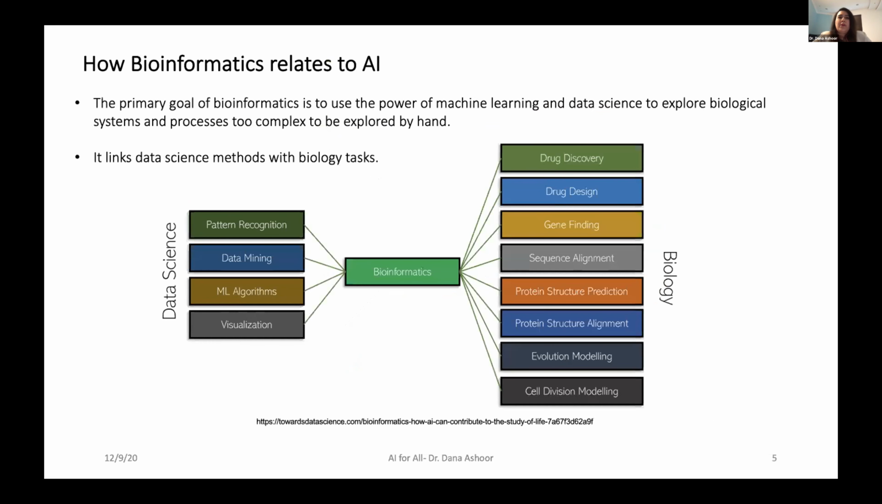The primary goal of bioinformatics is to use the power of the machine and machine learning to analyze biological data. So different types of computer sciences, including pattern recognition, data mining, machine learning algorithms, and visualization, we are using all of these in order to do drug design, gene finding, looking for genes, analyzing codes, analyzing a huge amount of data, organizing them, archiving them, and retrieving them as needed.